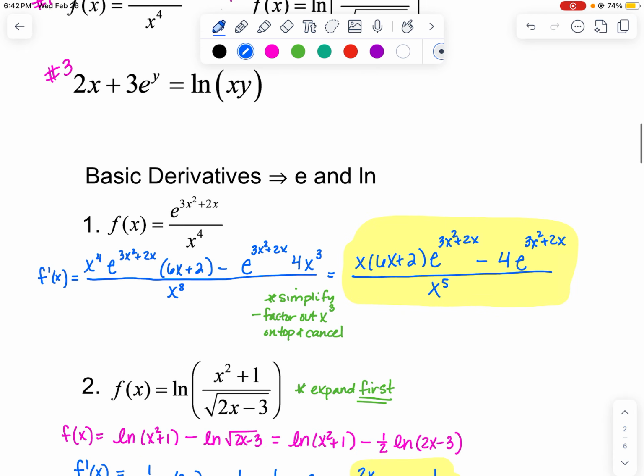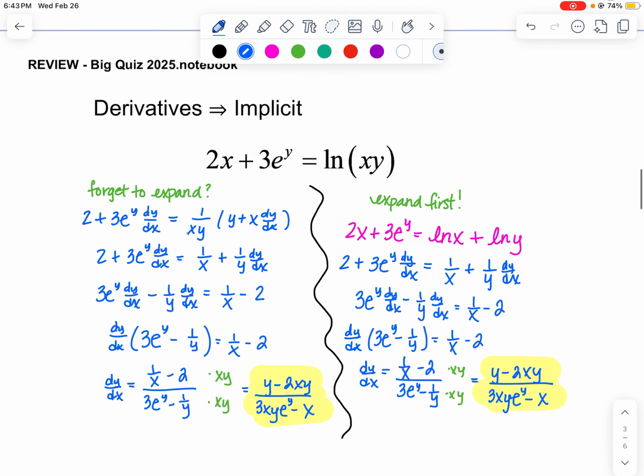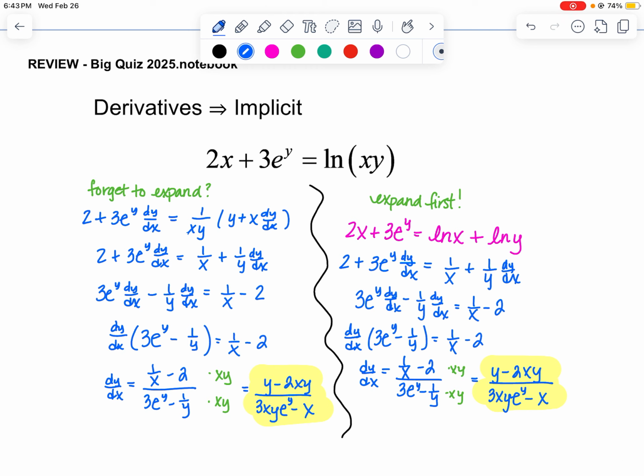So here we have the answers to the first 2 derivatives. First one's quotient rule. Simplify, factored out an x cubed and was able to simplify there. And then number 2, expand that natural log first. Otherwise you get into a messy quotient rule, chain rule issue. But if you expand first, then it's significantly easier. Implicit, if you did not see to expand first, it was not too bad. But if you expand first, it's a little bit easier. So that's both different ways right there.